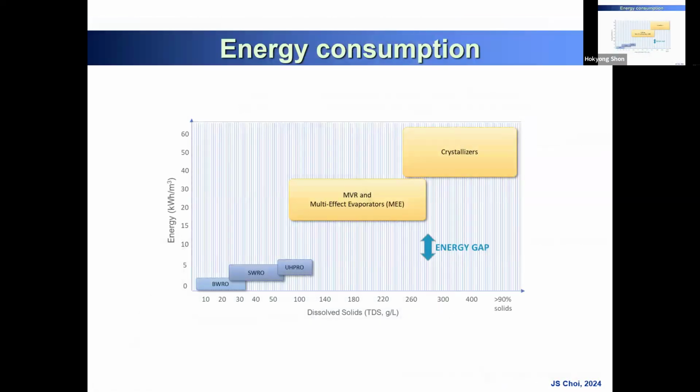So there are many technologies. You have BWRO, SWRO, ultra high pressure RO, and you have membrane distillation, multi-effect evaporators, and crystallizers, to make more evaporation and crystallize your salt. So that needs more energy consumption. However, you can also produce different qualities of your mineral.